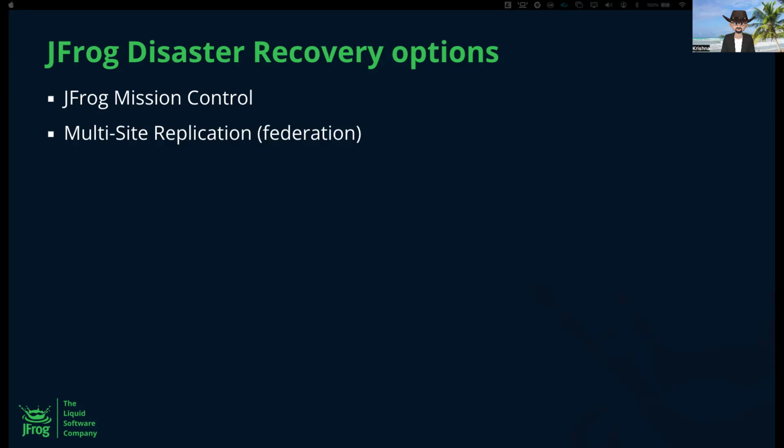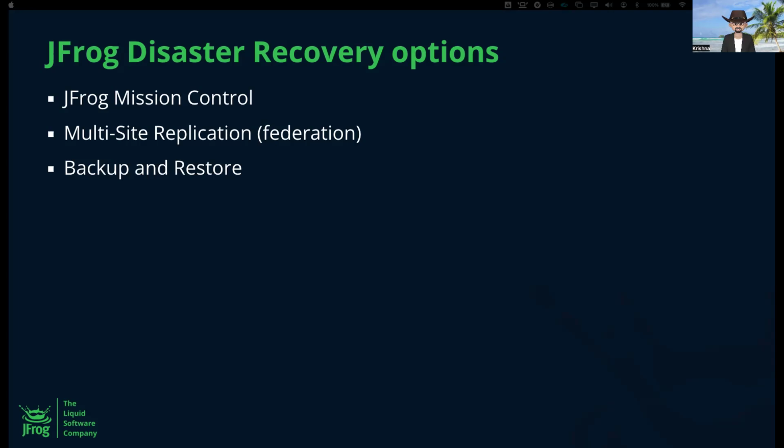Then there's multi-site replication, which is also called federation in JFrog terms. JFrog supports multi-site replication, which ensures that artifacts and metadata are synchronized across multiple geographically dispersed sites. If one goes down, another site can take over, ensuring no loss of data or downtime. You configure the repositories for bidirectional and unidirectional replication between different Artifactory instances.